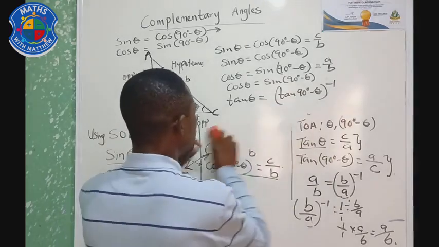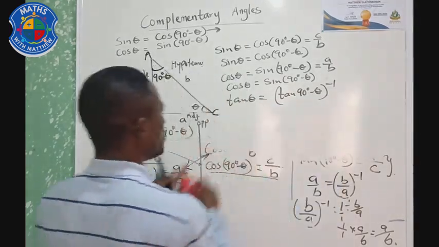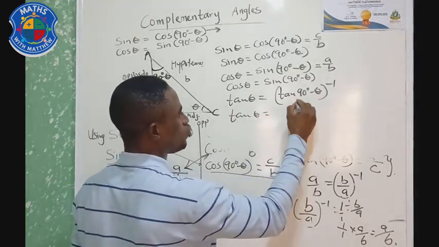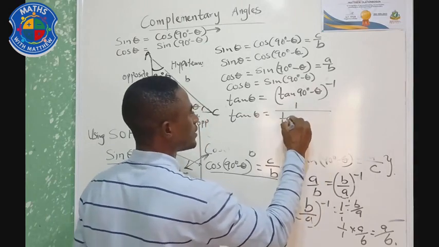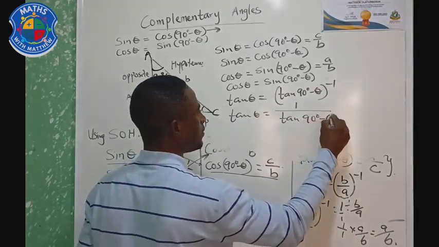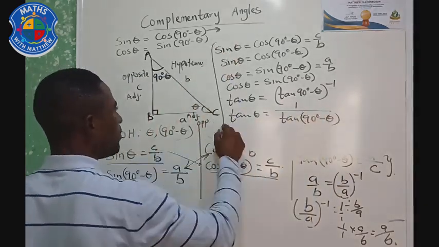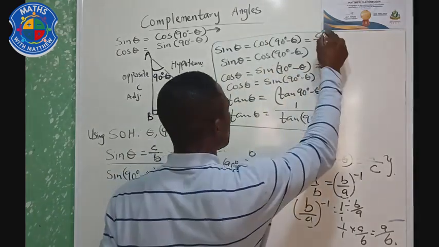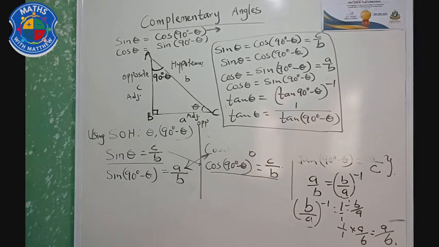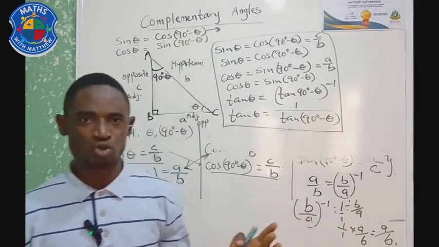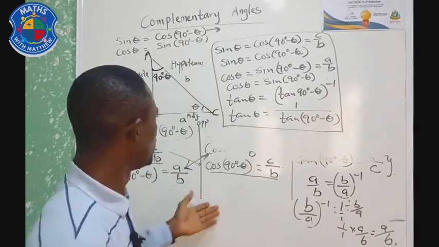So with this inverse that I've used, what is now the implication? That means my tan theta equals the inverse, as I told you, 1 over tan 90 degrees minus theta. And that is the comparison or ratio that we have on complementary angles. You see, it's very simple to solve. It's very simple to follow the steps.